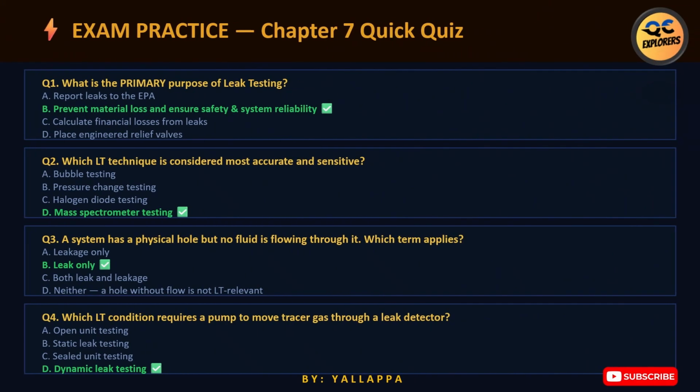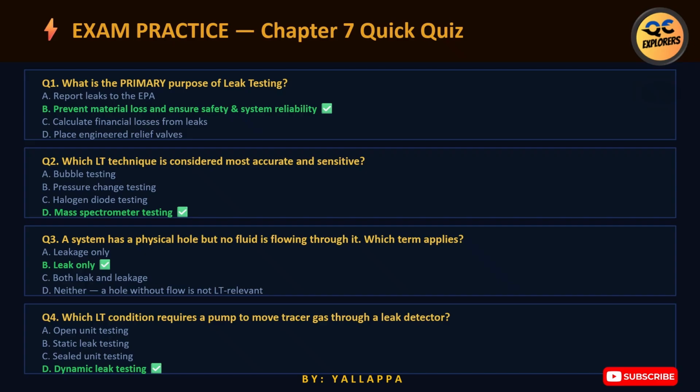Now let's test your understanding. I want you to pause after each question and answer before I reveal the solution. This is exactly how I train Level 2 and Level 3 candidates. Let's begin. Question number 1.